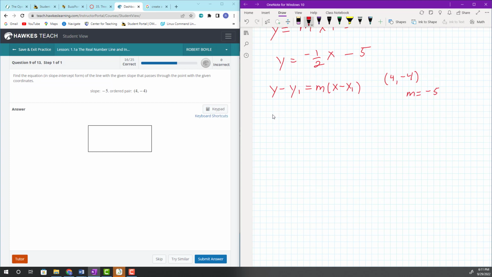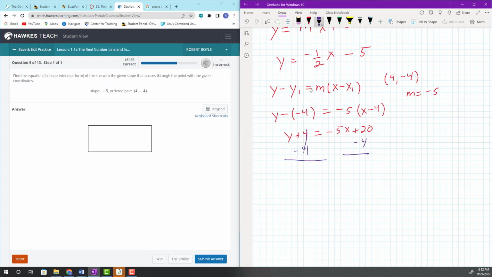So basically, what we have here is going to be y minus y sub 1, which is -4. That's going to be equal to m, which is -5, times x minus x sub 1, which is 4. Okay, y minus -4, that's just y plus 4. We can distribute here, and if we do, we'll have -5 times x, which is -5x. -5 times -4 is going to be plus 20. And now the last thing we need to do is to get y by itself. And all that involves is subtracting 4 from both sides of the equation.